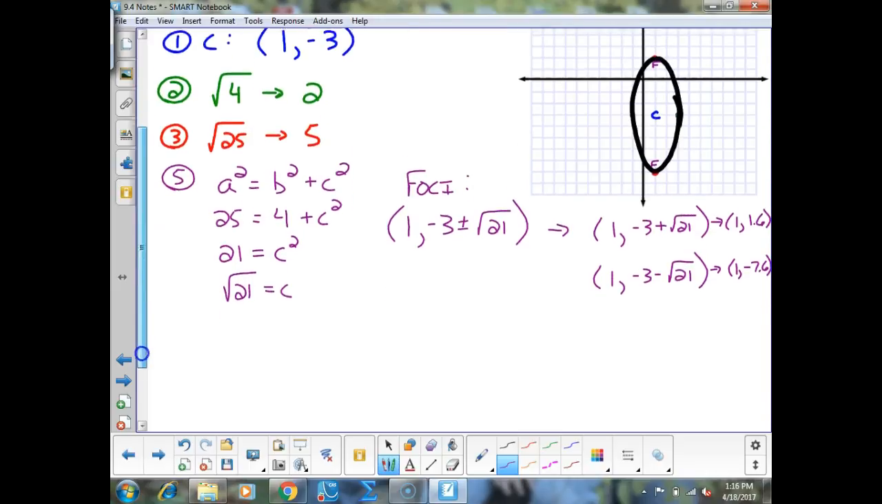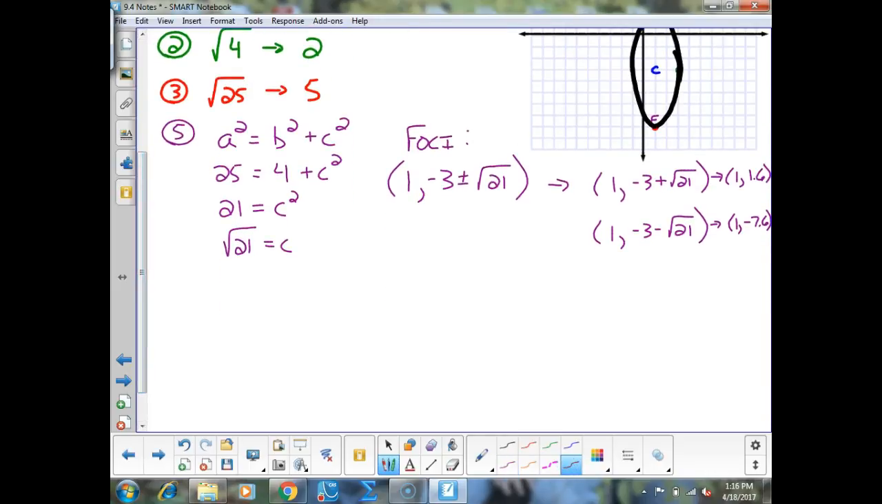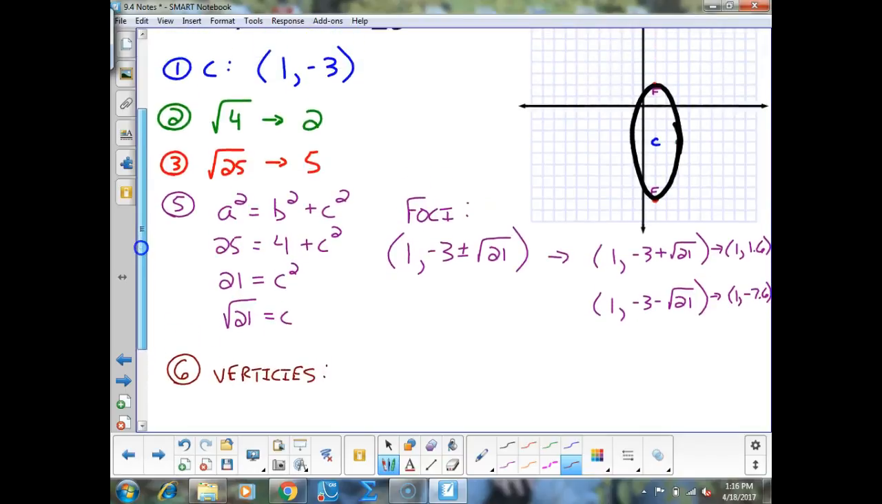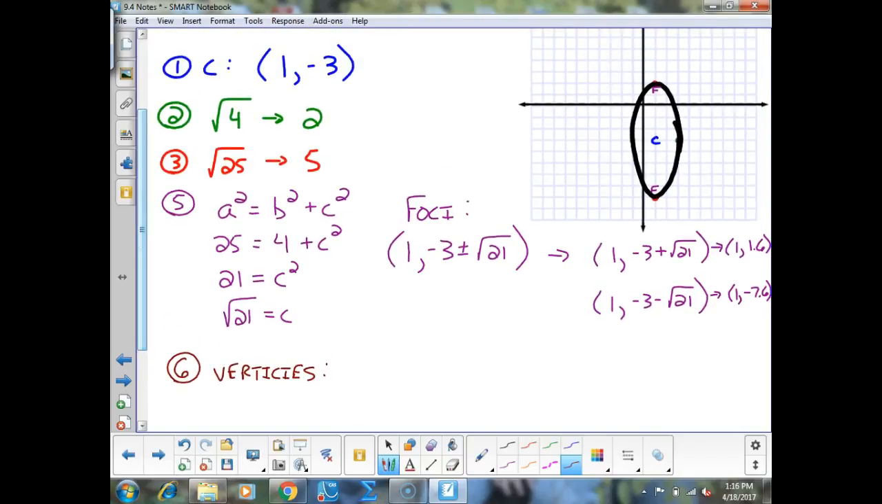And lastly, the last thing that we have is our new step, which is our vertices. The vertices are the end points of the major axes. So I have one vertex here, and I have one vertex there. So the first one is at the point 1, comma 2. The second one is at the point 1, comma -8.